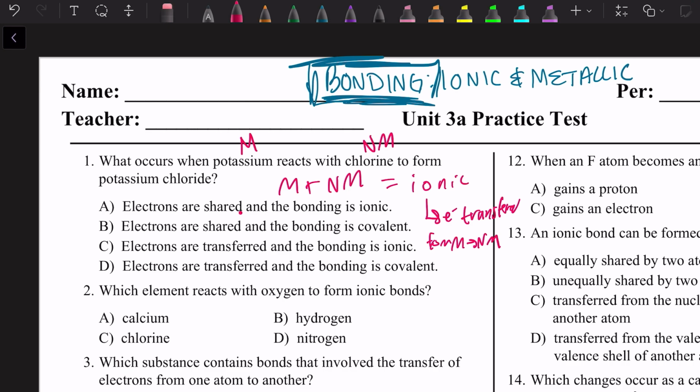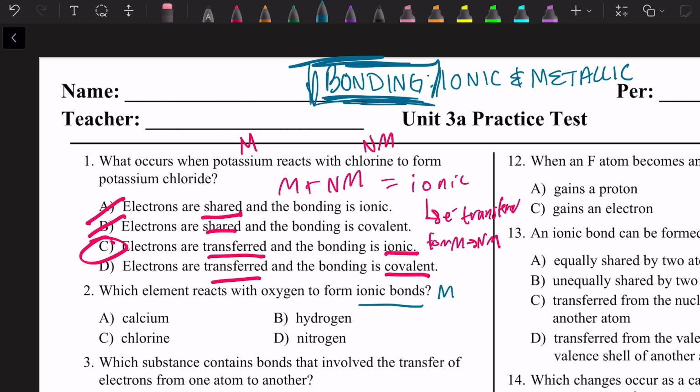So looking at our answer choices, we can get rid of A and B because they talk about electrons being shared. And then the second half, ionic versus covalent. At this point in time, we've only ever gone over ionic bonds, but it's metal and nonmetal, so it is C.